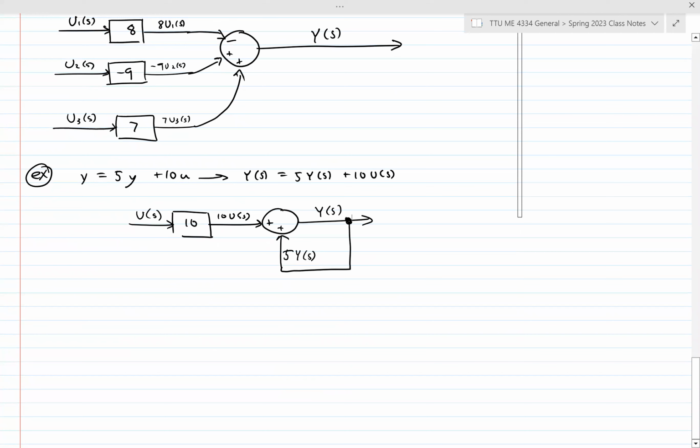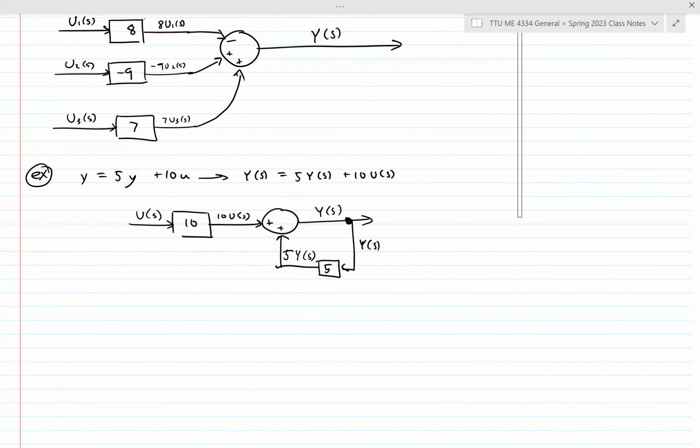I think we do need a box there. Thank you for catching that. There we go, because this is Y, right? It's cloned, and then we need to multiply it by 5 to get 5Y of S. Good catch. Other questions?